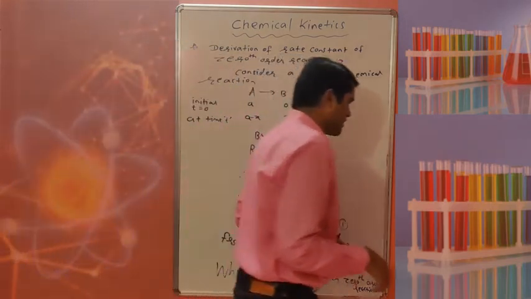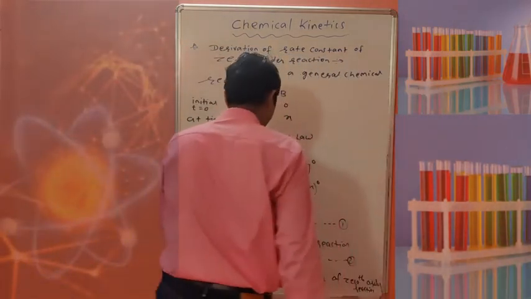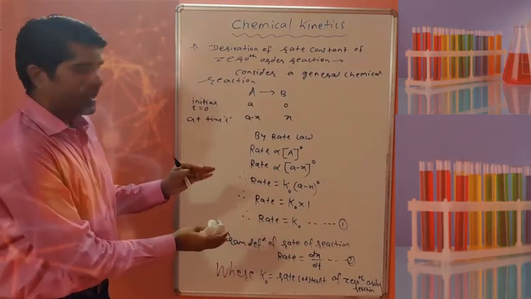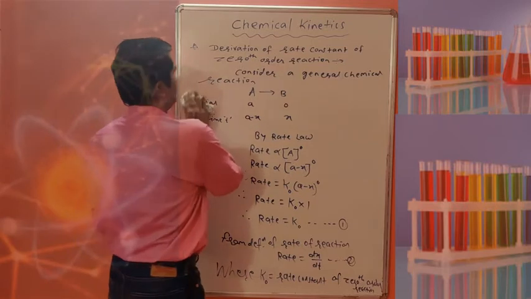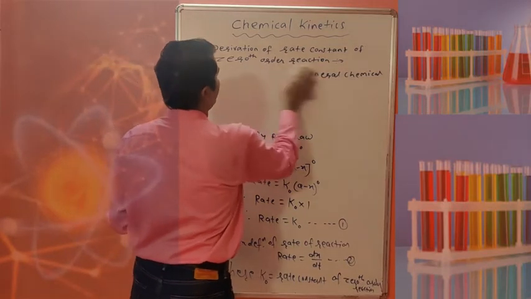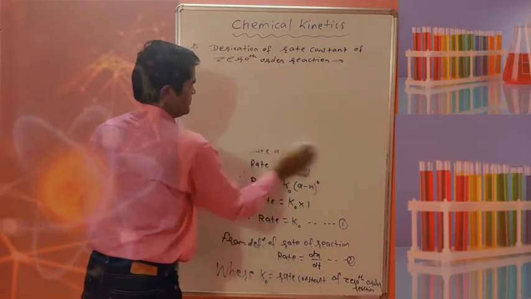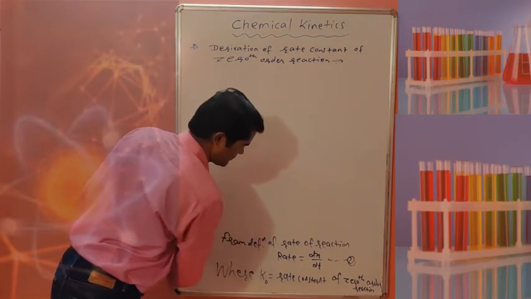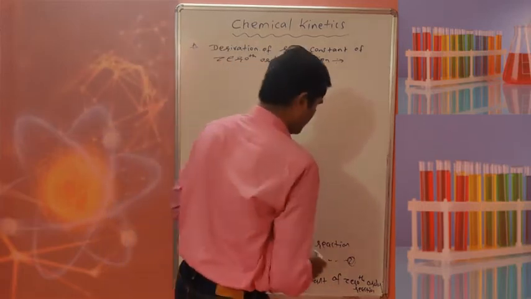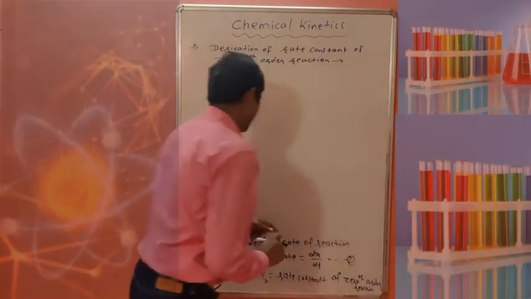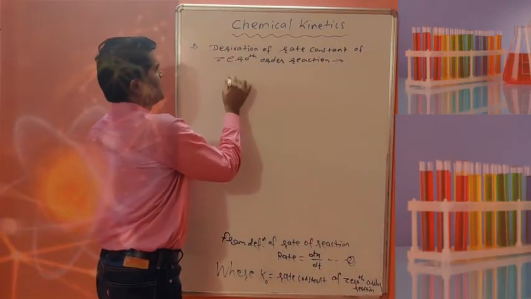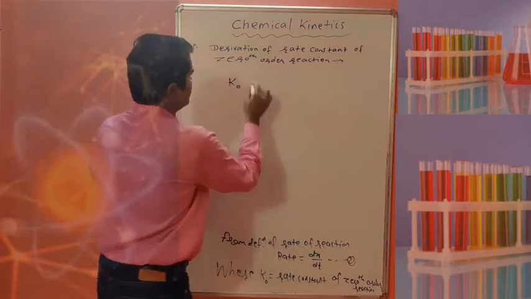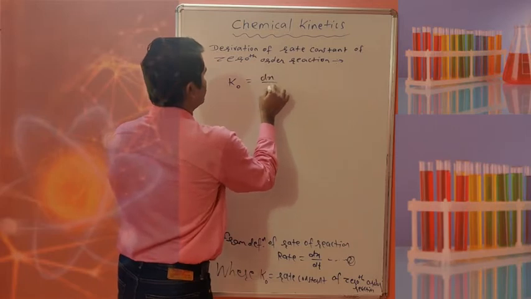Now from equation 1 and 2, the left hand side is rate, here rate and here rate. So from equation 1 and 2, write properly up to here and then go ahead. Here it was K0, so rate is equal to K0. So K0 is equal to dx by dt.